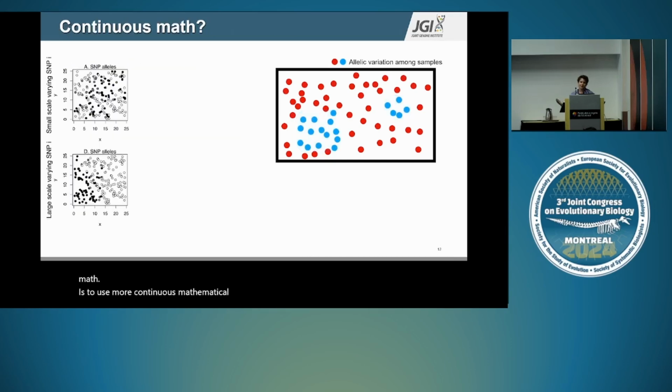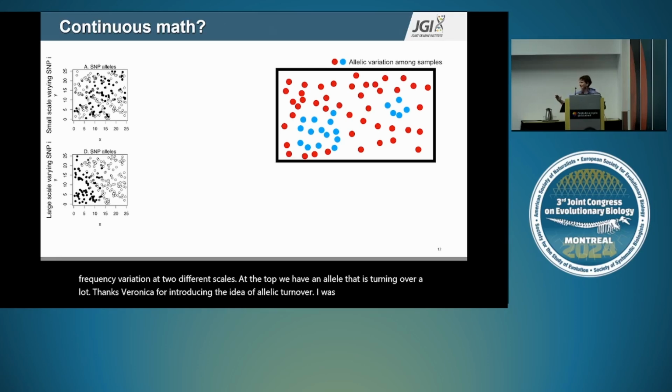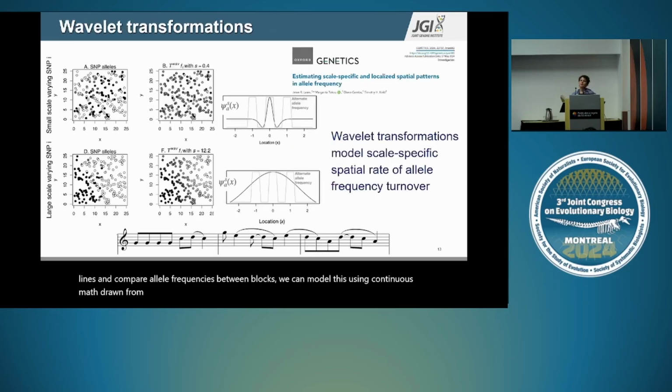So I'm showing you here allele frequency variation at two different scales. At the top, we have an allele that is turning over a lot. Thanks, Veronika, for introducing the idea of allelic turnover. I was worried about that. And at the bottom, we have a SNP that is turning over slowly. And rather than trying to draw lines and compare allele frequencies between blocks, we can model this using continuous math drawn from the math that people use to describe waves.